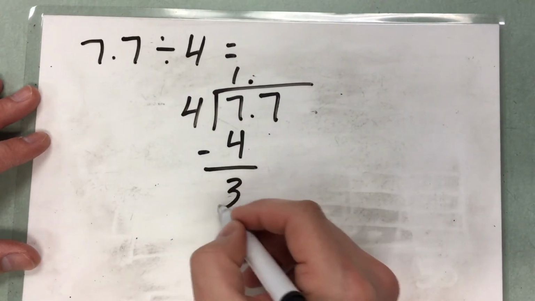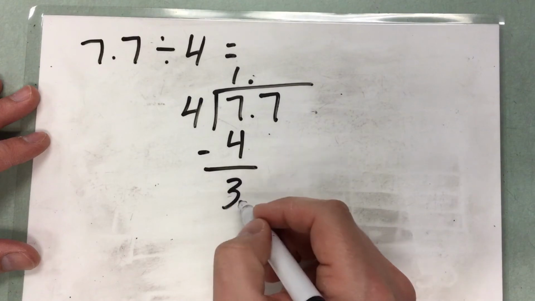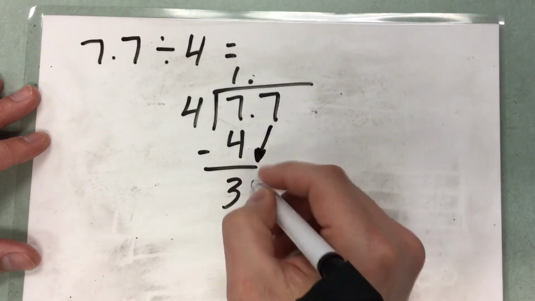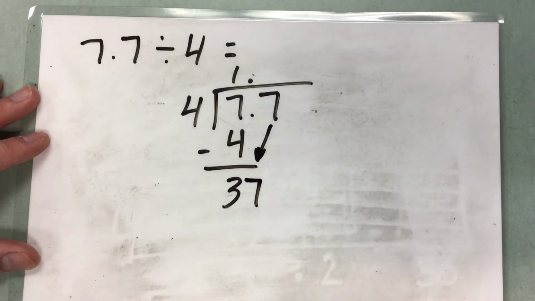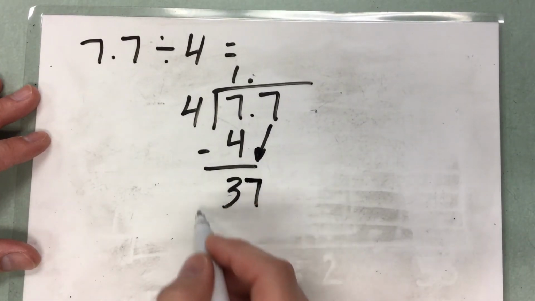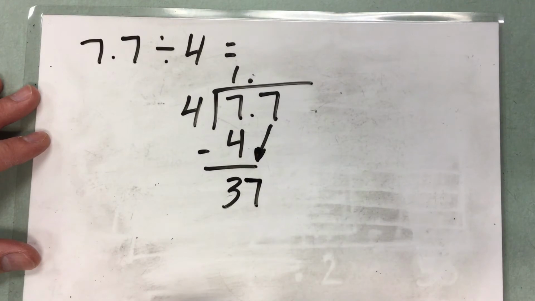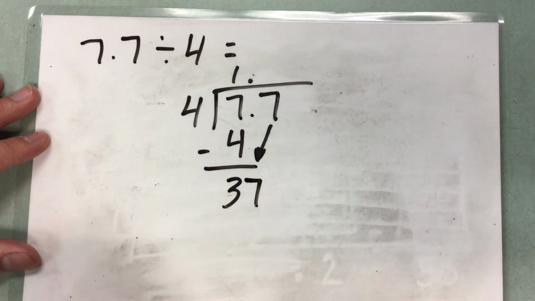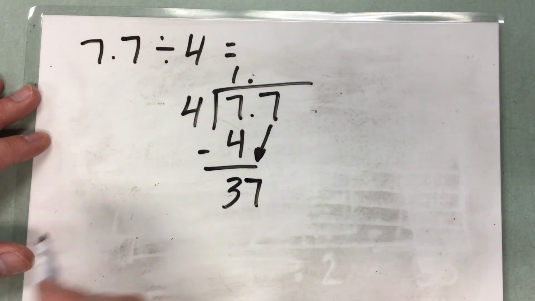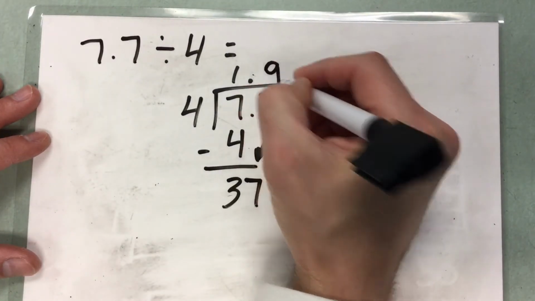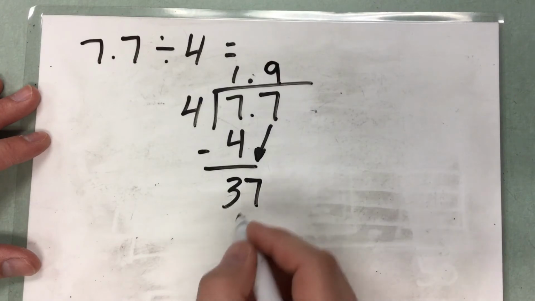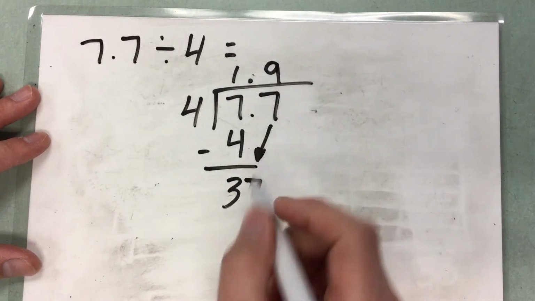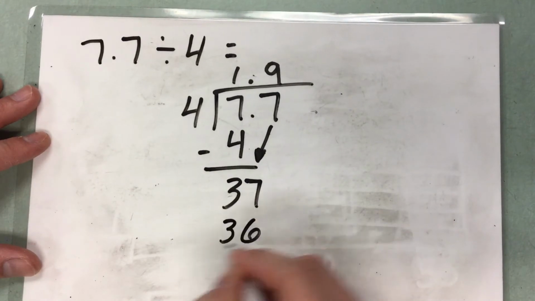Now, I'm going to unbundle those ones, and those are going to turn into 30 tenths, and I already have 7 tenths there. So when I drop that down, that becomes 37 tenths. How many times can I divide 37 equally into 4 groups? That's 9 times. How many tenths did I use if I put 9 in each group? I would use 36 tenths.